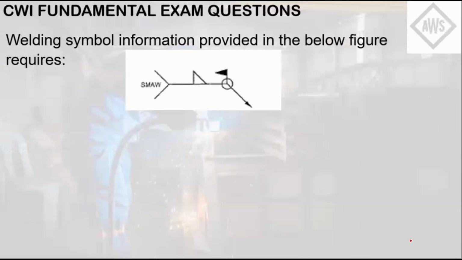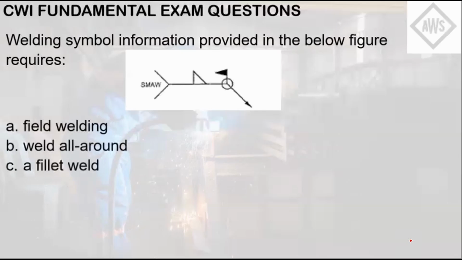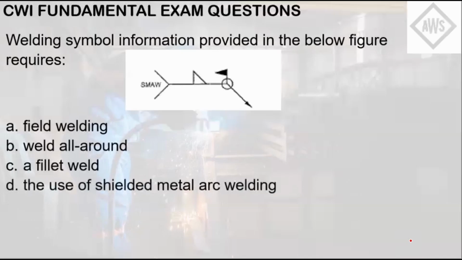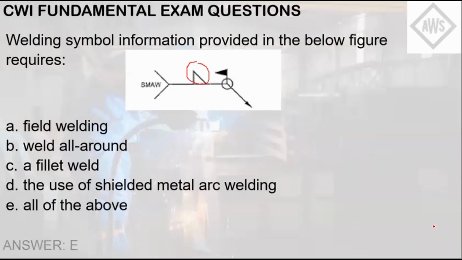Welding symbol information provided in the figure below requires A. Field welding, B. Weld all around, C. A fillet weld, D. The use of shielded metal arc welding, letter E. All of the above. If you can observe the welding symbol here, this is the symbol of a fillet weld. This flag right here is a symbol for field welding. The circle right here represents weld all around, and the information indicated in the tail is SMAW, which means shielded metal arc welding. So the answer here is letter E.